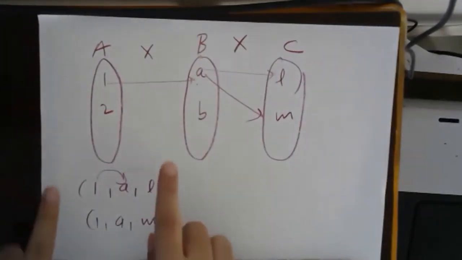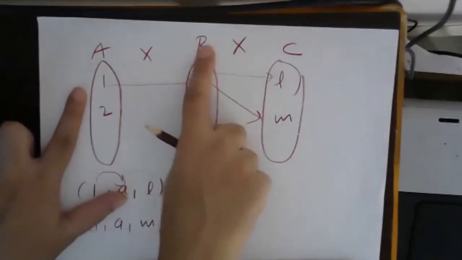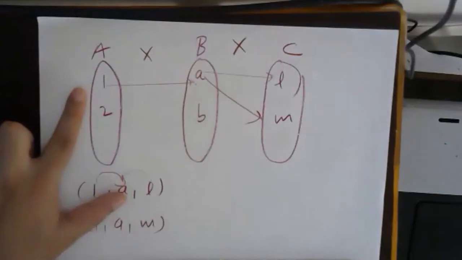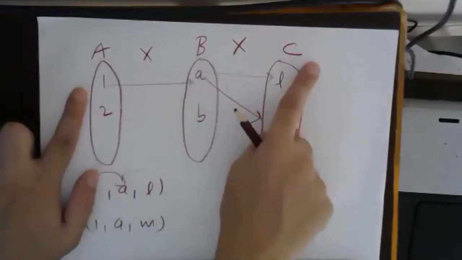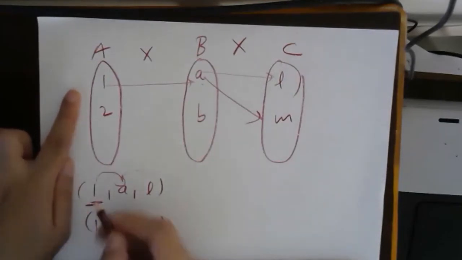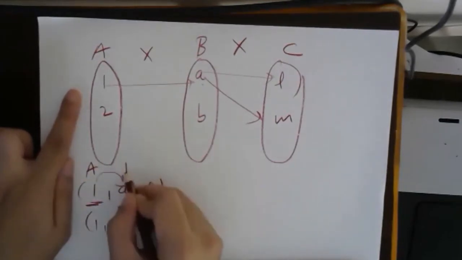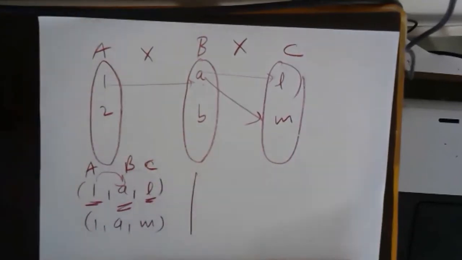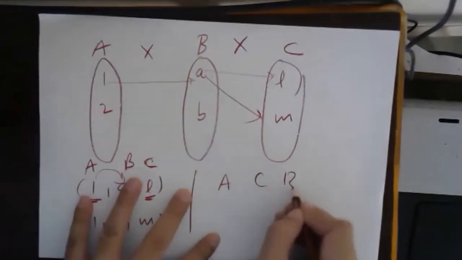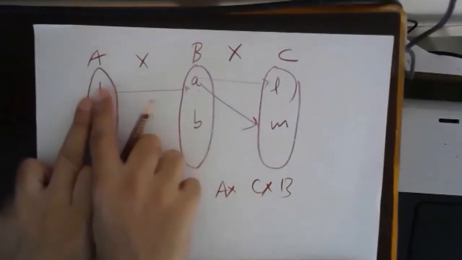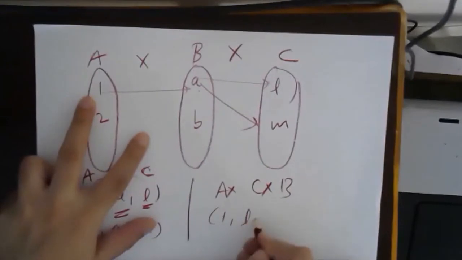It is from A to B and then to C. It is not from A to C then to B. It has to be in an order, A, B, C. So the first element will always come from A, the second element will always come from B, the third element will always come from C, right? Suppose it was A, C, B, A cross C cross B, then what can I write? 1 is linked with L, and then it is linked with A.